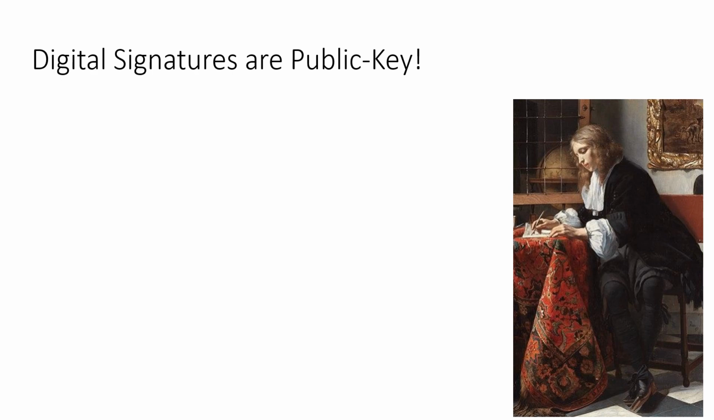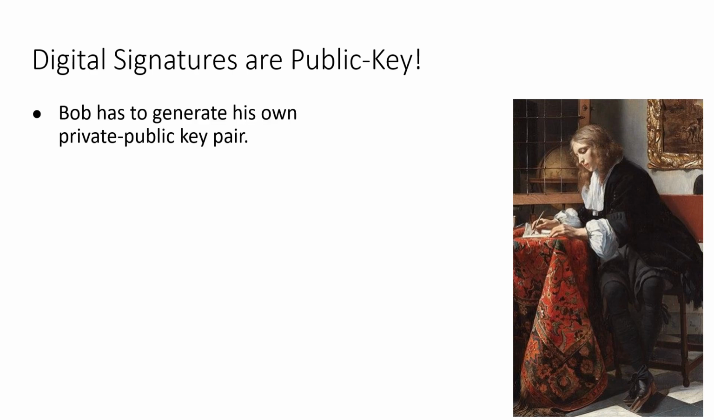We've talked already about public key in the context of encryption, and we talked about how there would be a public key and a private key. So with digital signatures, it's the same. Bob has to generate his own private and public key pair, and he's going to publish the public key. So everyone can use that public key to verify that signatures come from him, but he's the only one that can create signatures on his own using his private key.